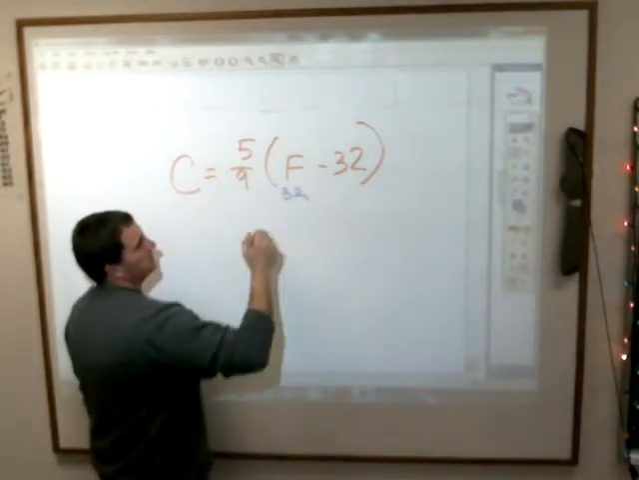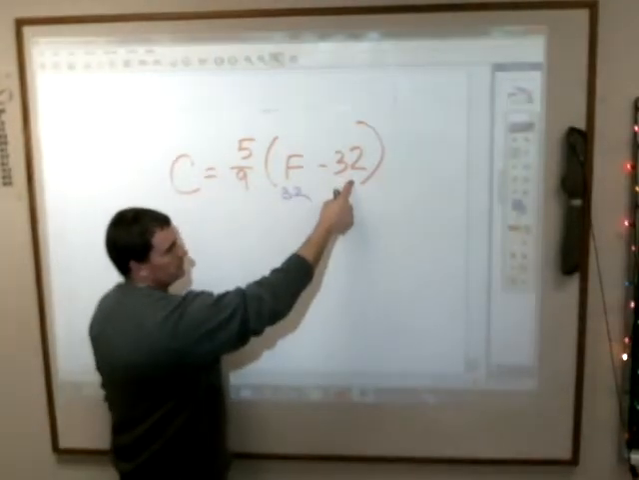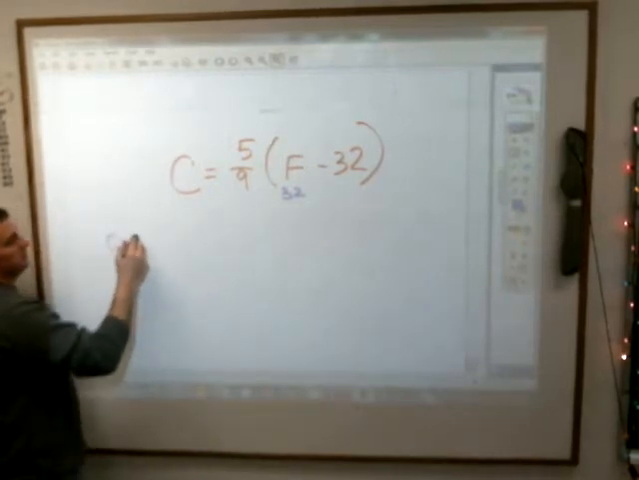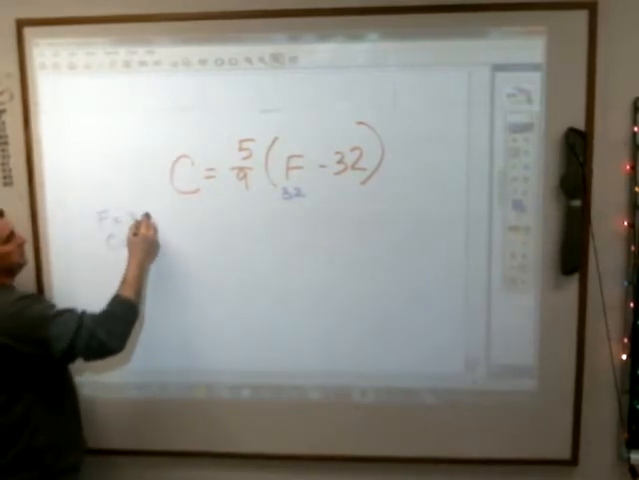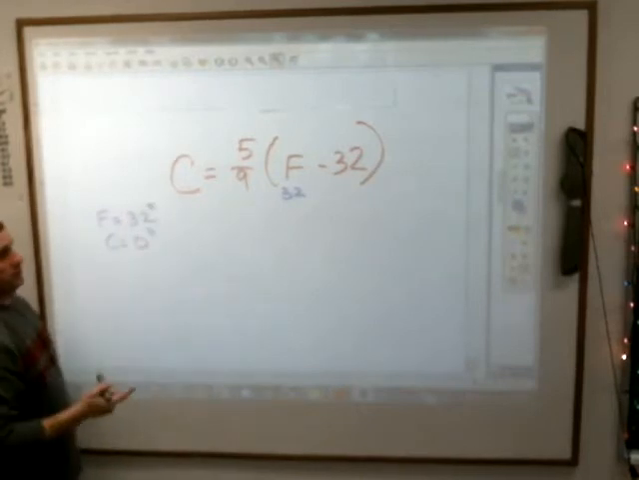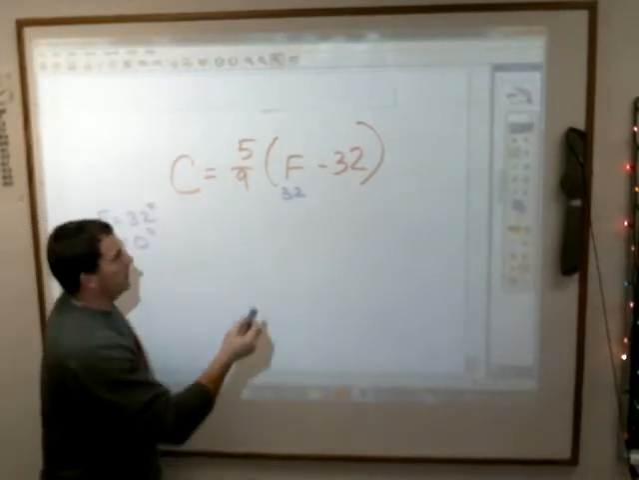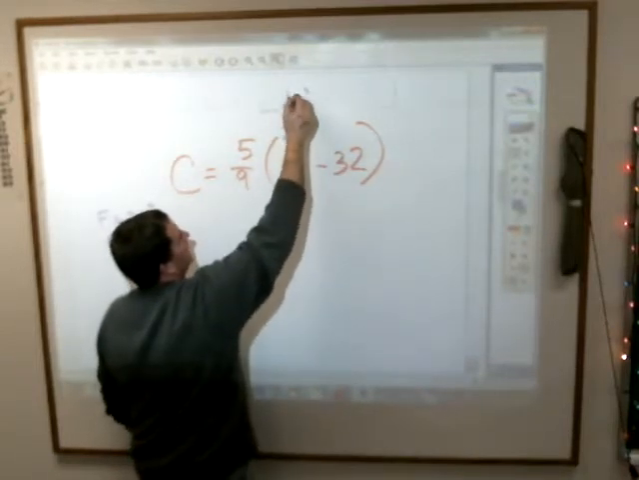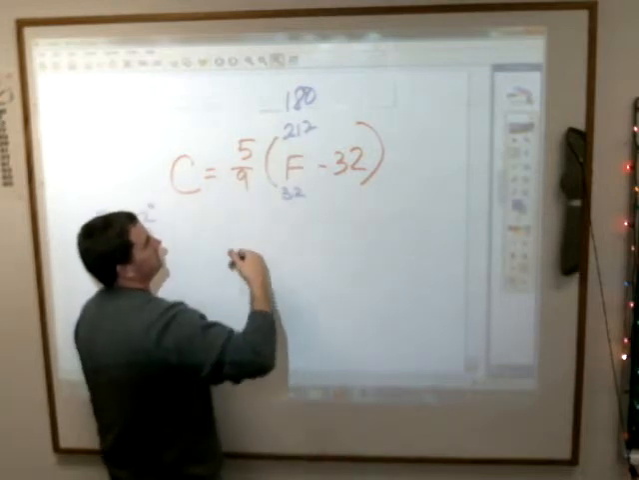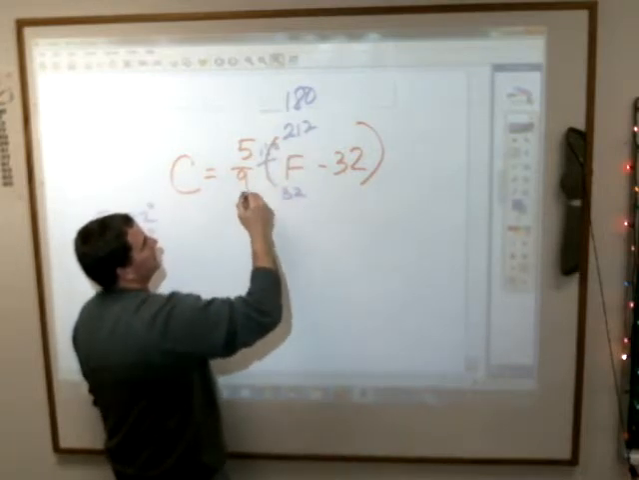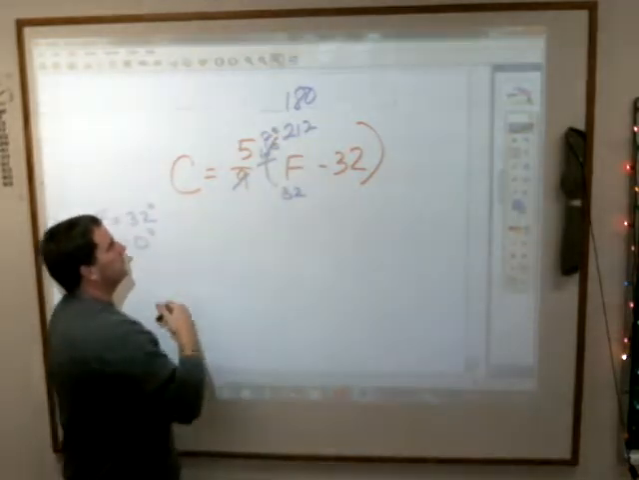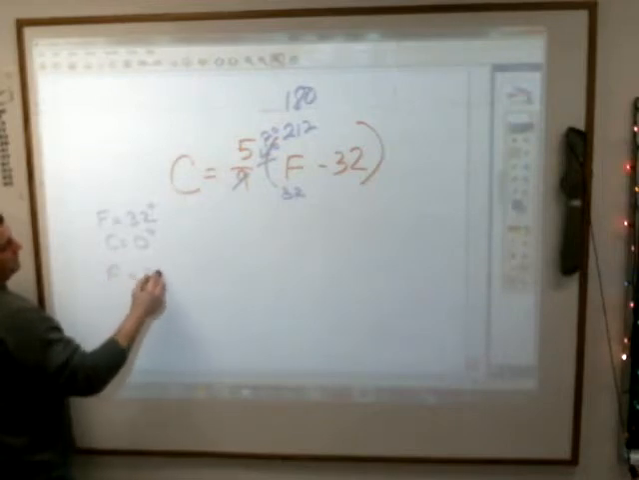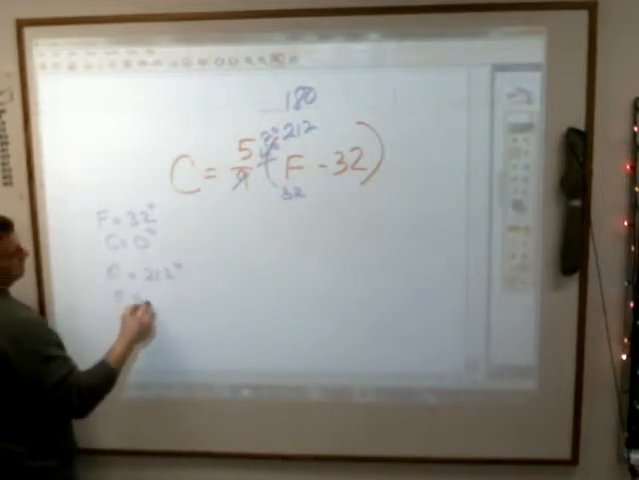If I know that it's 32 degrees out Fahrenheit, 32 minus 32 is 0, times 5/9 is 0, so Celsius is 0 degrees when Fahrenheit is 32 degrees. The other one we know for sure is 212. If I put 212 degrees Fahrenheit in here, subtract 32 from it, I get 180. Guess what 180 times 5/9 is? Take 180, divide by 9, that gives you 20. 5 times 20 is 100. So when Fahrenheit is 212 degrees, then Celsius is 100.